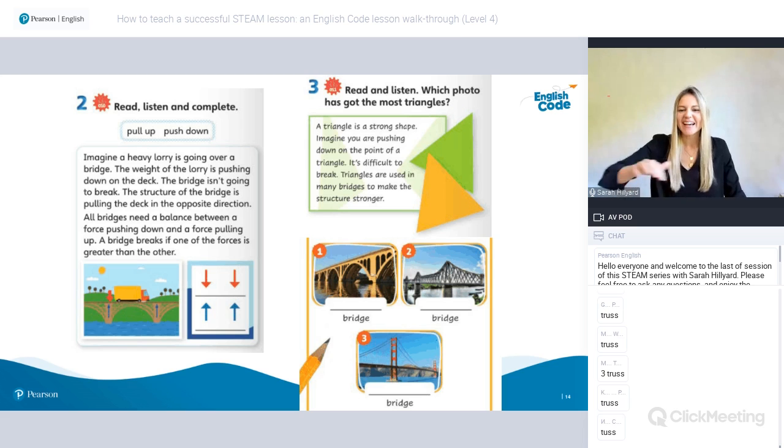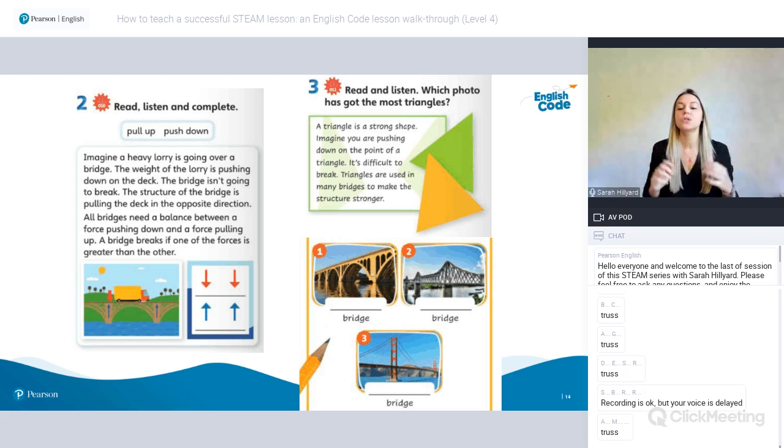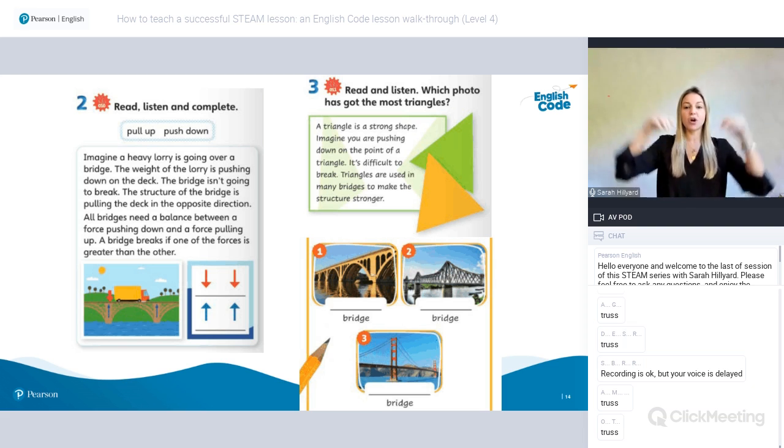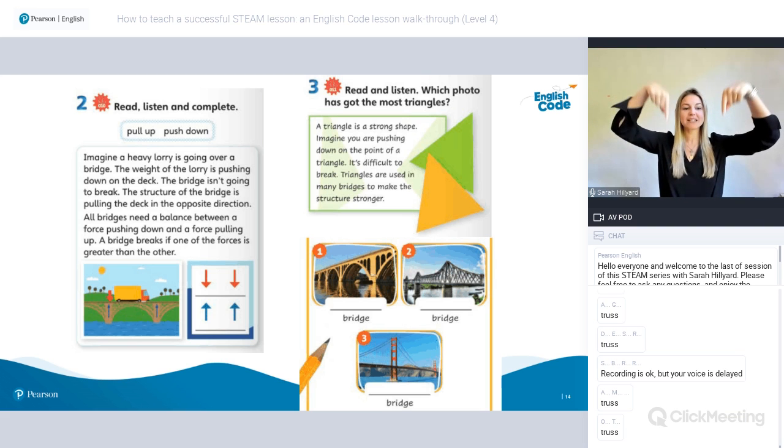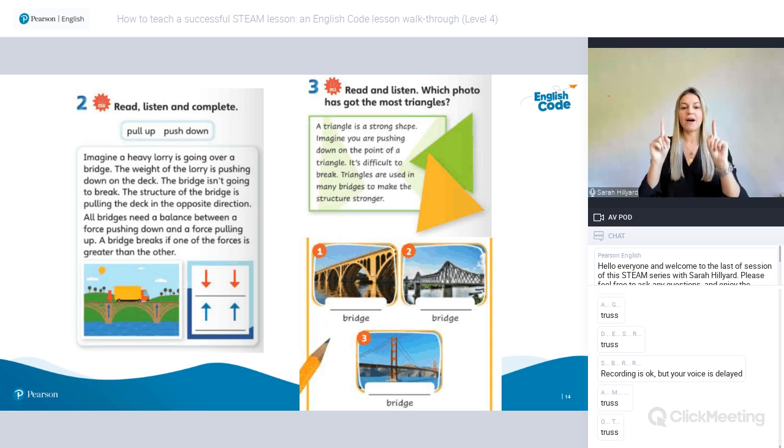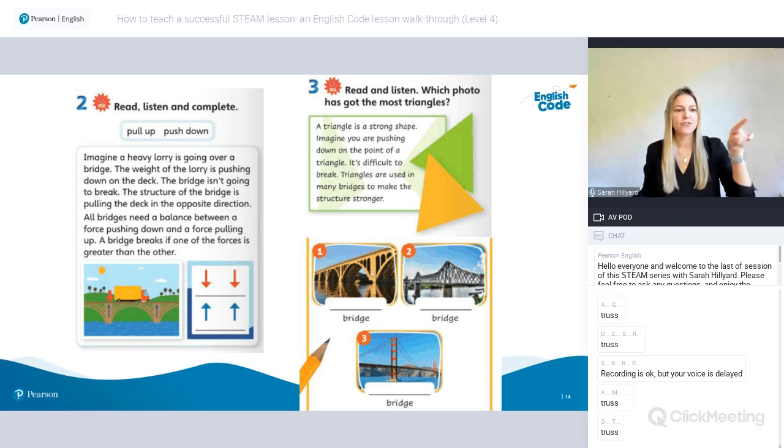Lovely. Now, what you're going to do here is read, listen, and complete. I'm just going to read this out to you. What you need to do is label the arrows. You've got red arrows going down and blue arrows going up. You've got to label the arrows using the words pull up or push down. So I'm going to read it out for you.